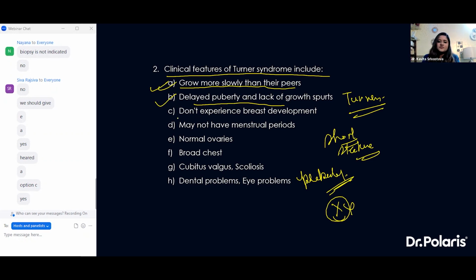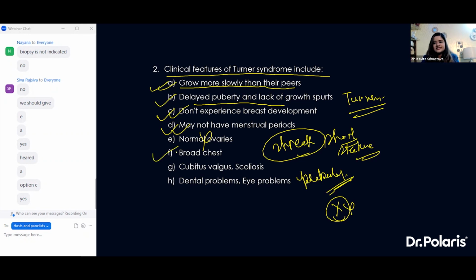They don't experience breast development. Yes, that is absolutely right, because the pubertal changes don't happen properly. So breast development is also affected. May not have menstrual cycles. So that is very, very correct. They don't have a normal genital presentation. They might not have a normal ovary. So that is why menstruation is also affected in these females. Normal ovaries, not a right option. That is affected. They have streak ovaries. So streak ovaries are classically seen in Turner syndrome.